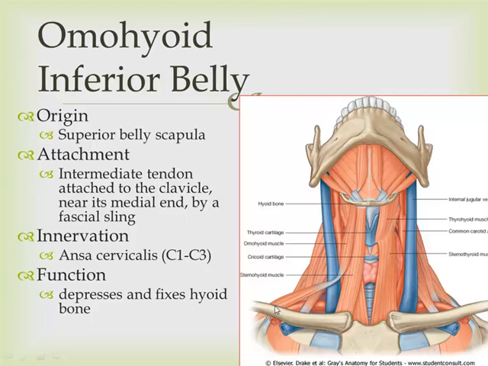As for the posterior belly of the omohyoid, it will be originating over there. What is located over there?